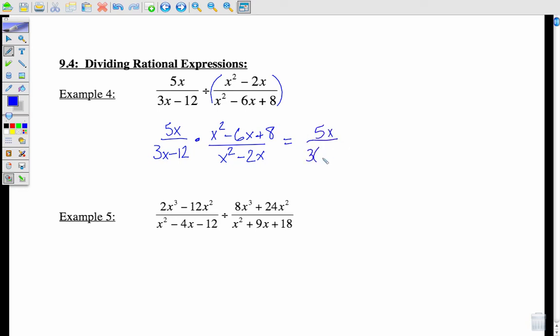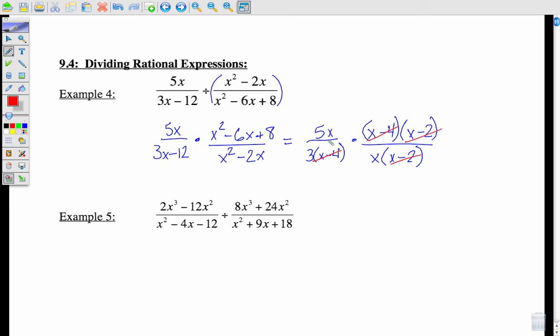I'm going to factor the top and the bottom just like I got done doing in those 3 examples before. So the 5x can't do anything with that. On the bottom down here, I can take out a 3, and I'd be left with x minus 4 because these both have a 3 in common. Times the top, I'm going to factor into x minus 4 and x minus 2. Bottom, I can take out an x, and there will be an x minus 2 left.